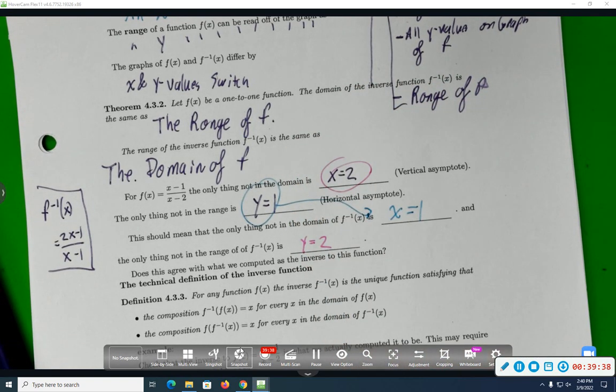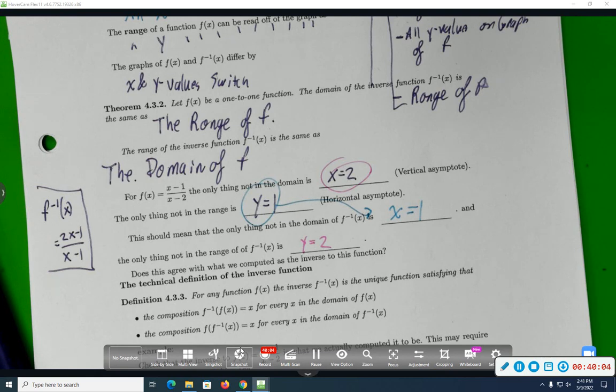And let's just check if that's right. And now say what you said. Where's the vertical asymptote of this? 1. So 1 is not in the domain. Check that. Where is the horizontal asymptote? 2. So 2 is not in the range. Do those ideas make sense?